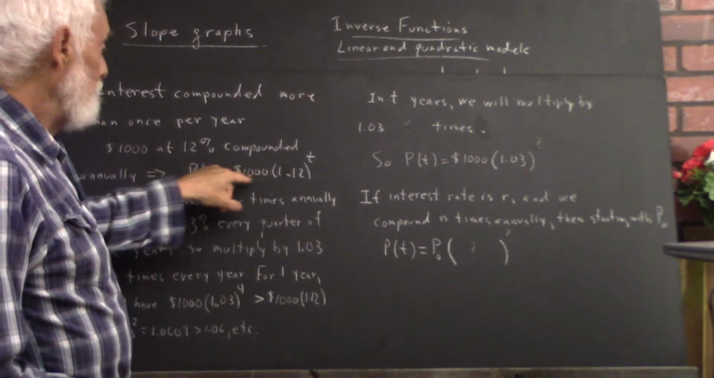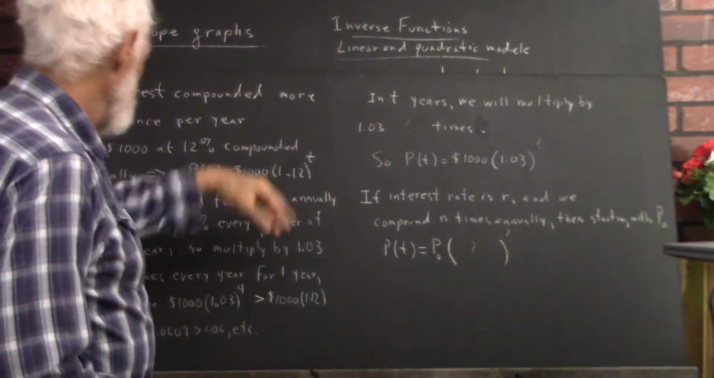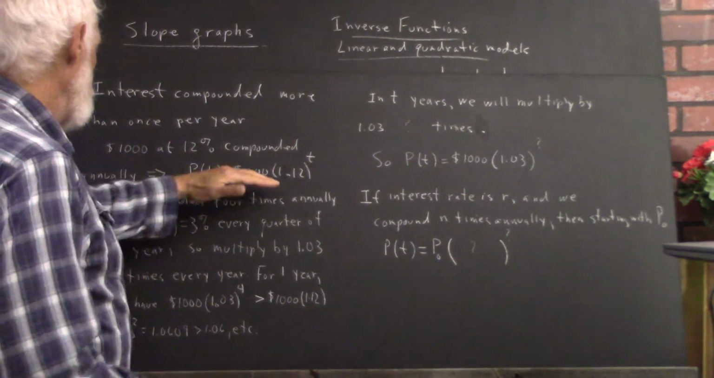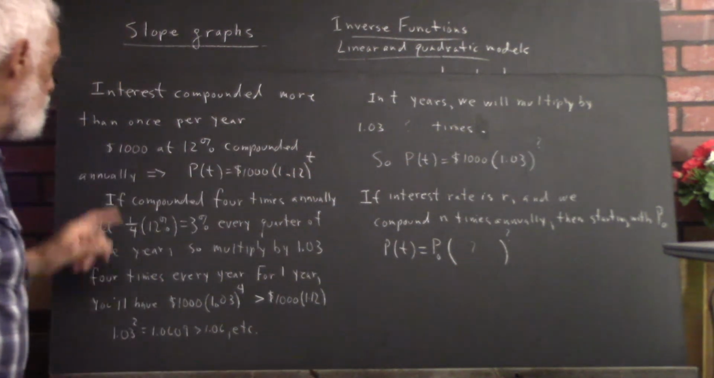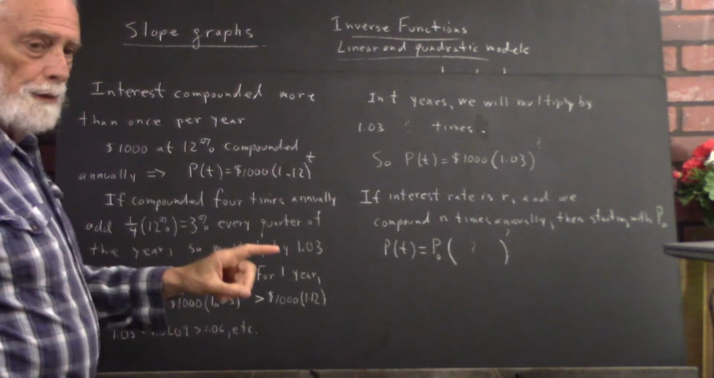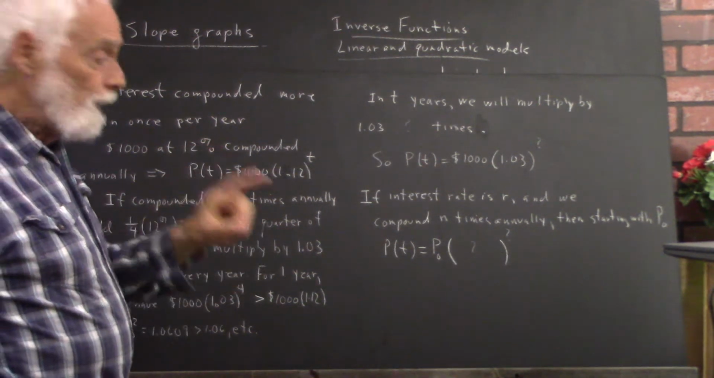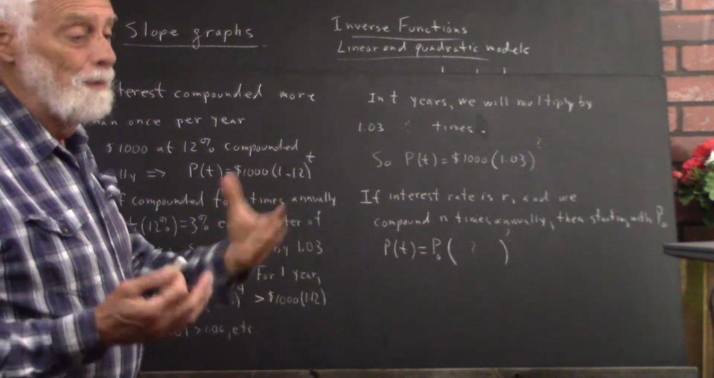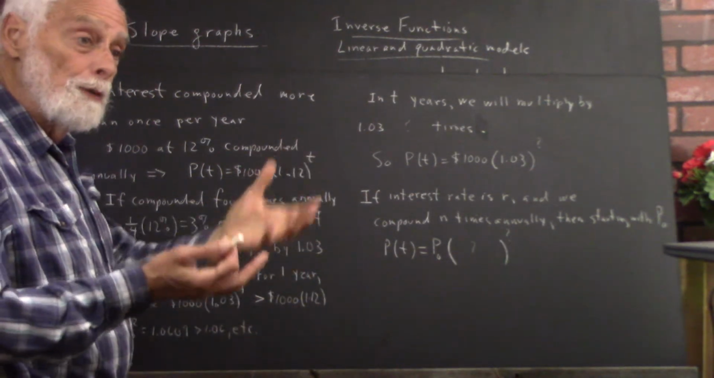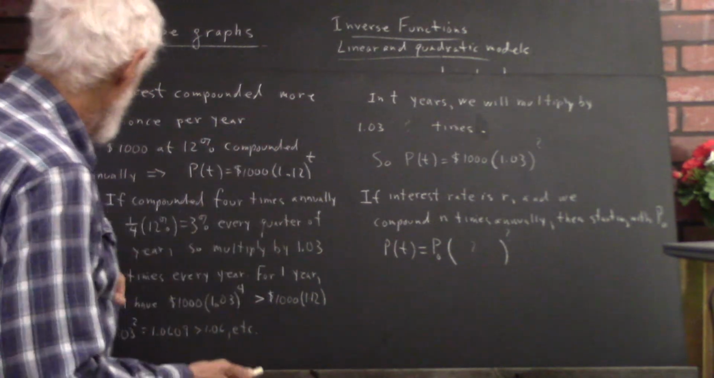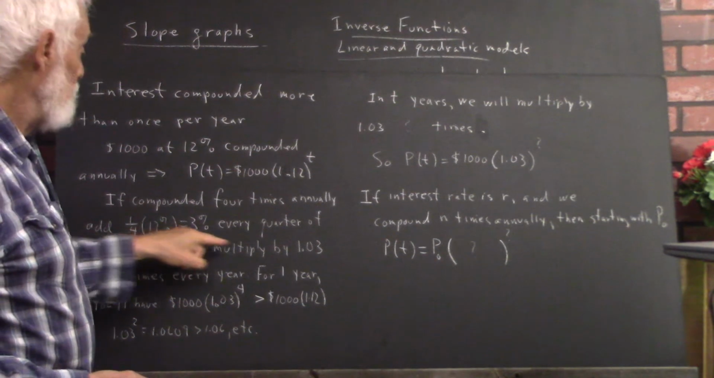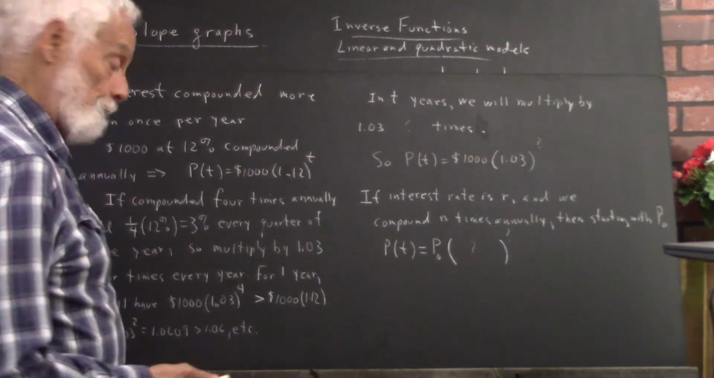The 1 times 1,000, well, I'm not going to re-explain that. This is something you understand from previously. Okay, now if we compound 4 times annually, that doesn't mean we add 12% 4 times a year. To be fair, we split the 12% up into 4 parts. So we add 1/4 of 12%, which is 3%, but we get to add that every quarter of the year.